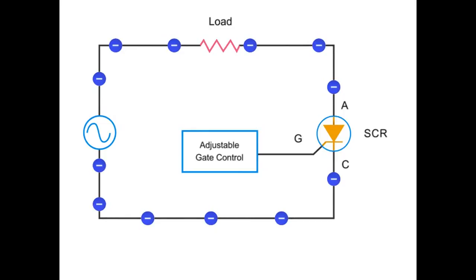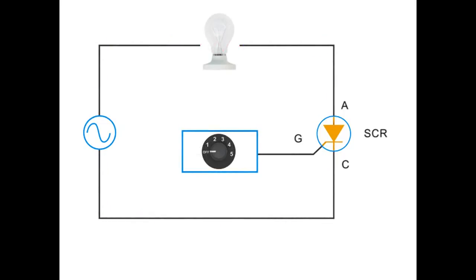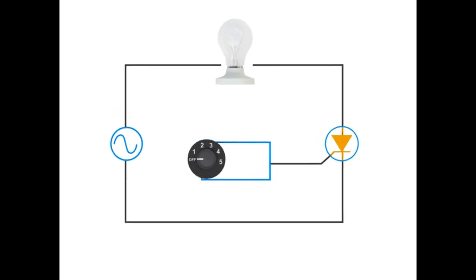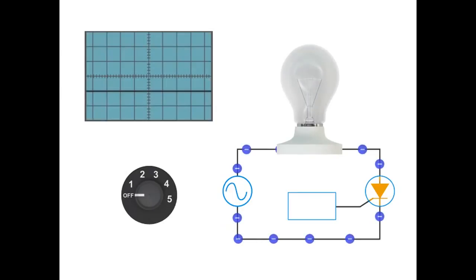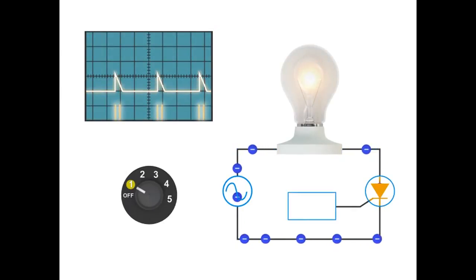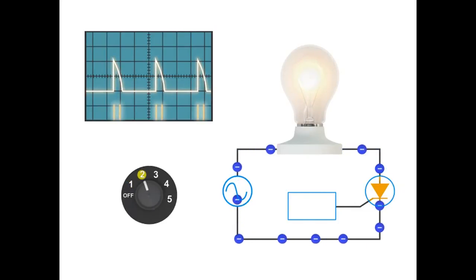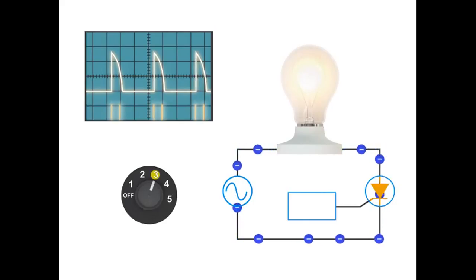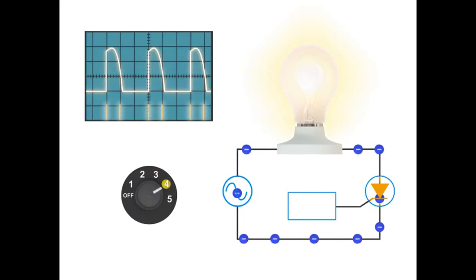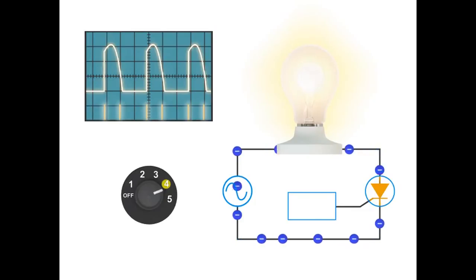A common application of SCRs is in light bulb dimmers. Here is a circuit that contains a light bulb and a SCR. As the switch at the gate controller is adjusted to control power in the AC circuit, note the timing of the gate pulse and the subsequent change in the waveforms. Also, observe that average current flow increases and the light bulb becomes brighter.